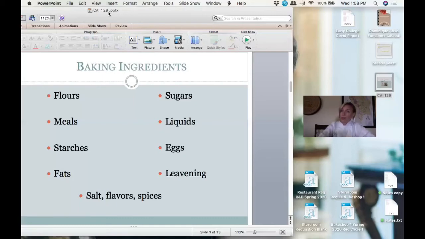Different sugars that we work with in the bake shop: granulated sugar, brown sugar, powdered sugar. It's important to recognize in a recipe, if you see your list of ingredients and it says 10X, that's referring to powdered sugar. So the number is referring to how many times it is taking granulated sugar and grinding it down into a powder. So a 10X powdered sugar is much finer than a 6X powdered sugar.